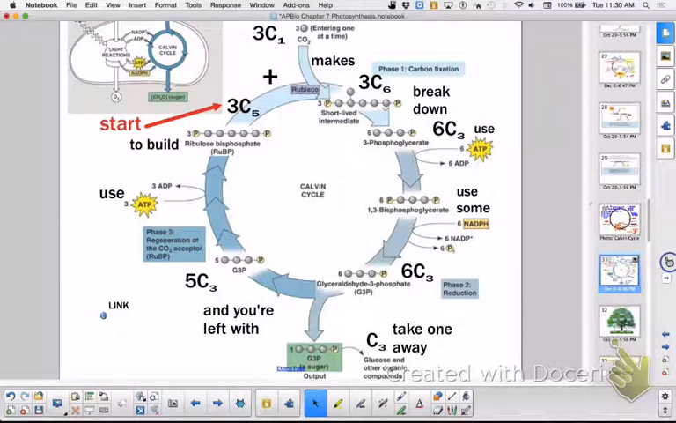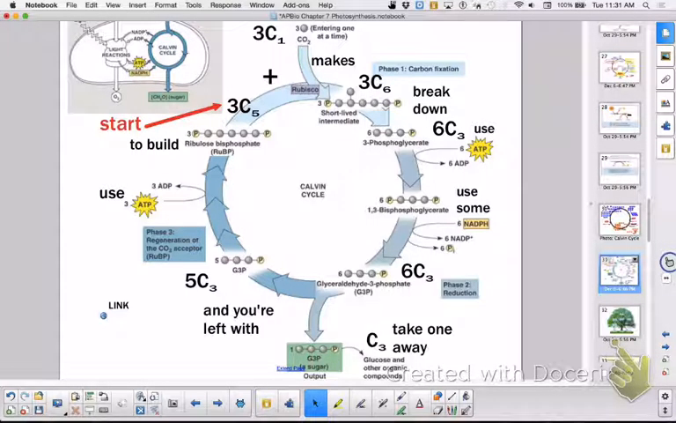3C5 plus 3C1 makes 3C6. Break down to 6C3. Use some ATP, use some reduced NADP on your 6C3. Take one away, but now we've done it twice, so we have a glucose.